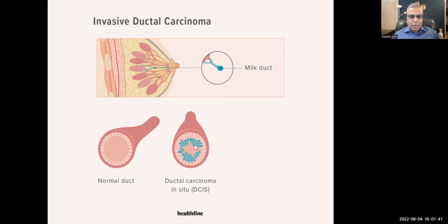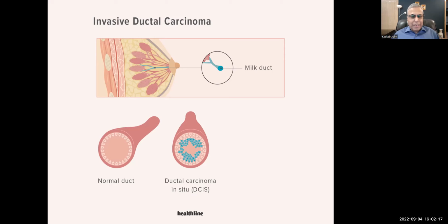Now, what you see over here is that these cancer cells are inside the duct. Beneath these epithelial cells, there is a layer of basement membrane. Now, these cancer cells, they have not invaded the basement membrane. Okay, they are inside the duct. So the most important thing to remember is that these cells have not invaded the basement membrane. And when they have not invaded the basement membrane, we call it ductal carcinoma in situ.